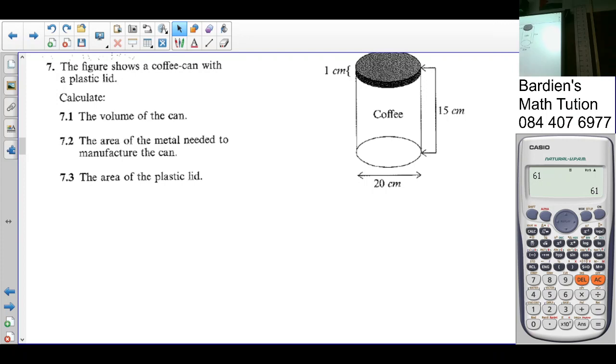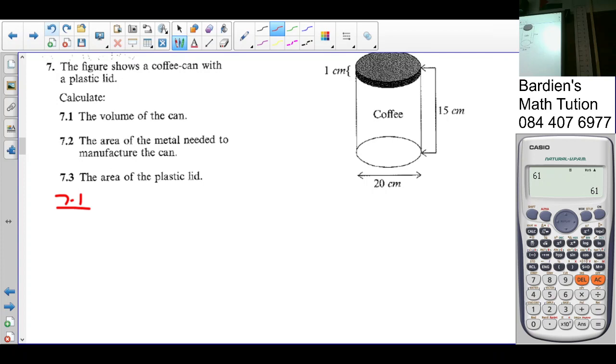the figure shows a coffee can with a plastic lid. Calculate the volume of the can. So the volume of the can is including or excluding the lid? Must be excluding the lid. Not so? So, let's just check it to make sure. Yeah, it should be excluding the lid.